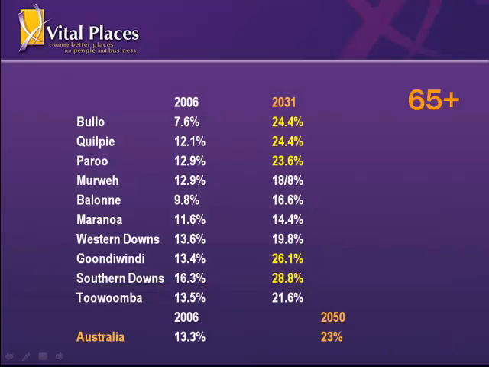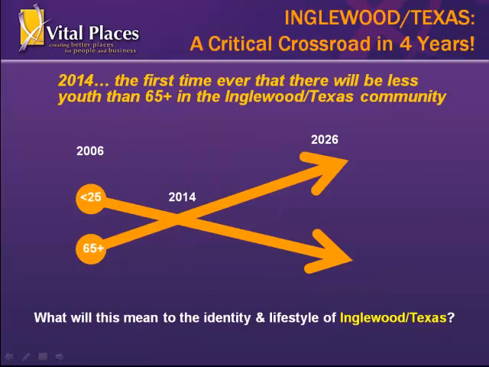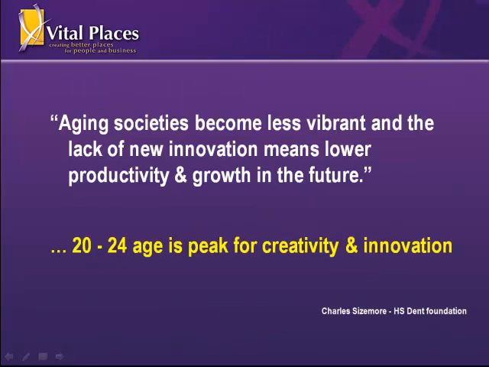By 2031, 50% of local government areas in the Darling Downs and South West will have reached the national 2050 projections. In fact, for some communities, it will be even more critical. In 4 years' time, the community of Inglewood in Texas will, for the first time since their settlement, have more 65-year-olds than youth in their town. The biggest concern for regional livability is that ageing societies become less vibrant, and the lack of new innovation means lower productivity and growth in the future.